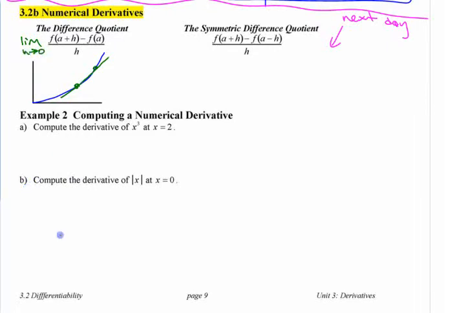The calculator can approximate derivatives at a point, and you can do the same thing. You can approximate derivatives at a point.